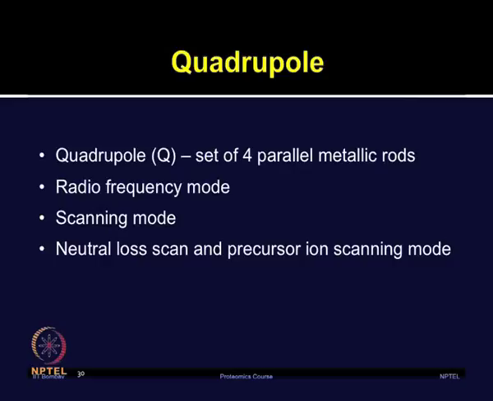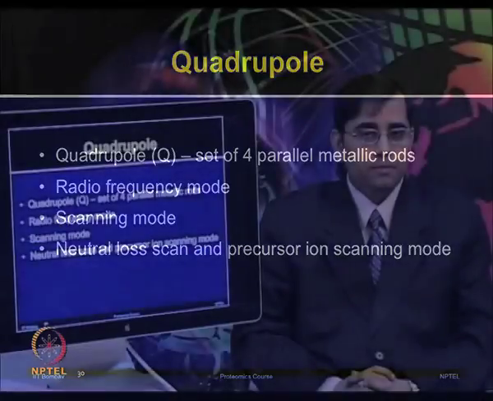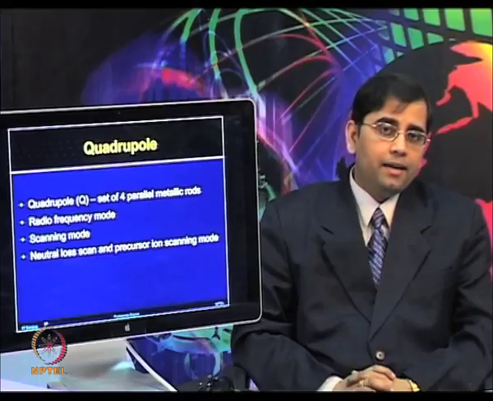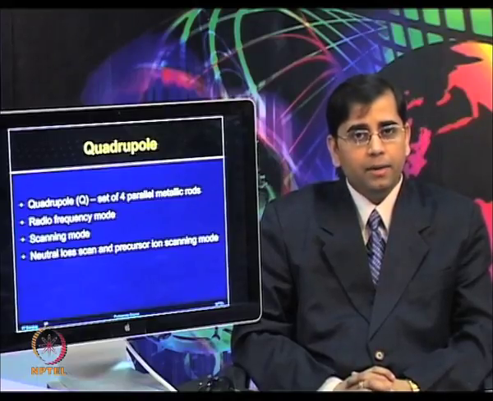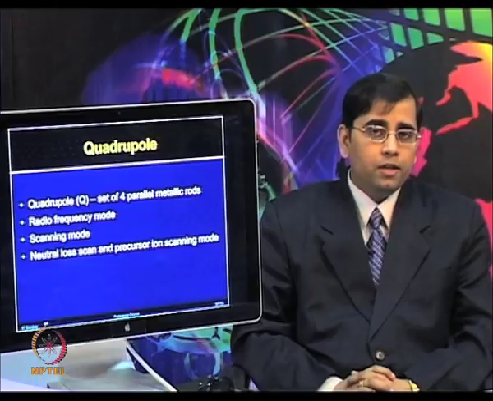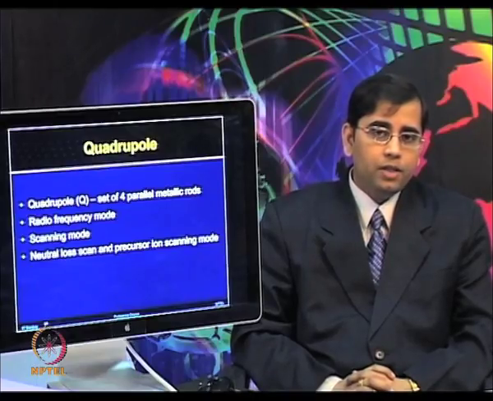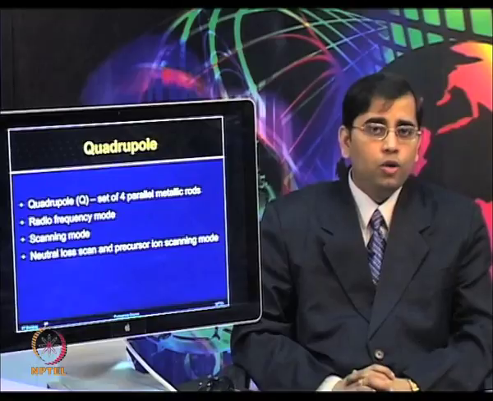The different modes one can use for this analysis: RF or radio frequency mode, which allows ions of any m by z ratio to pass through; scanning mode, where ions of selected mass by charge can be allowed to the detector. With the potential difference applied, the instrument can be used as a mass filter. The neutral loss scan and precursor ion scanning methods are used for phosphorylation studies to distinguish phosphorylated and non-phosphorylated peptides.